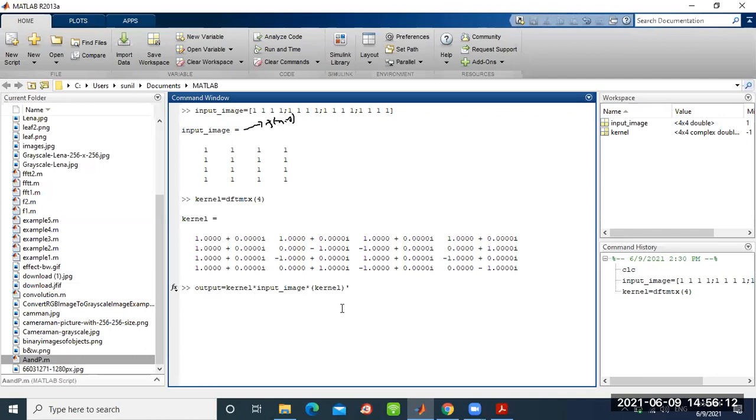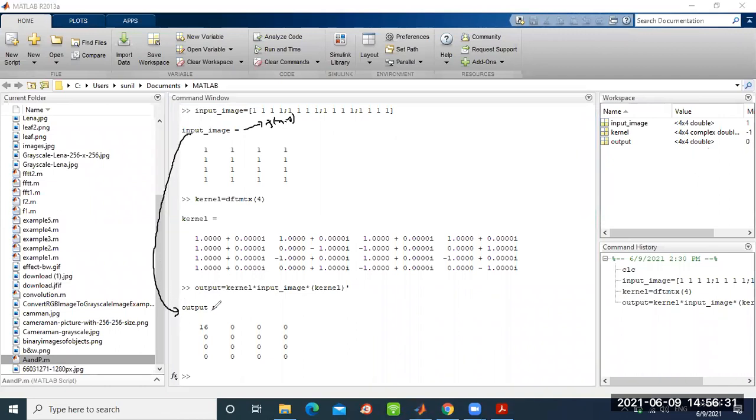Now let's see, we will calculate. What is the output variable? This is your output variable. This output matrix is actually the DFT of this image. This is your F of u v. Here we have done the discrete Fourier transform process. So this formula you have to remember, how we are converting. Now the kernel is very important.